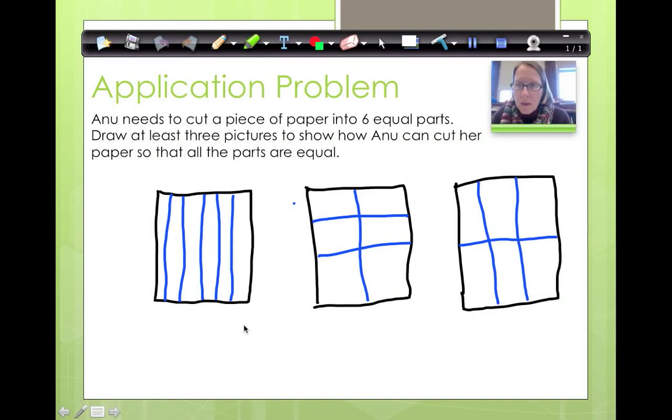Sure, there's a couple other ways. At least one other way that I can think of. But this way I've got equal parts. Now it just doesn't look it because my drawing isn't perfect. But I could do this with a real piece of paper, couldn't I? Just like Anu.